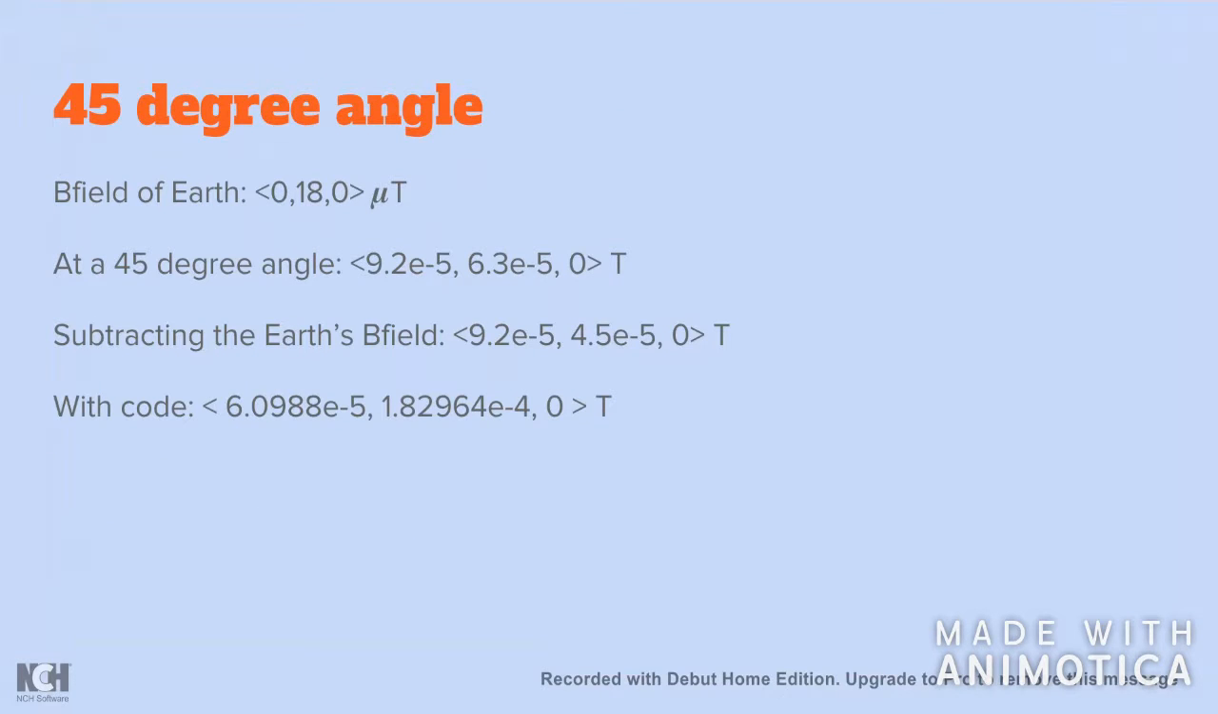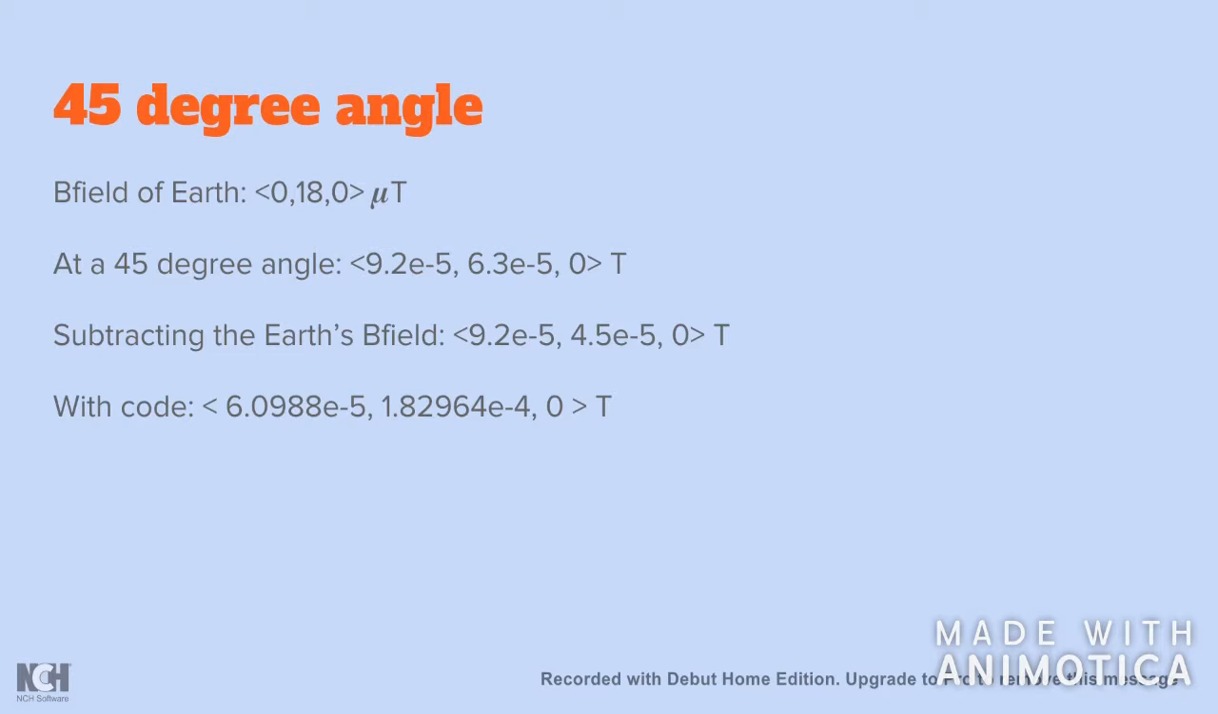When I found the 45-degree angle through a physical experiment, I reached a rough B field of 9.2 times 10 to the negative 5th in the x component, 4.5 times 10 to the negative 5th in the y component, and that unit is Teslas. I found this value by taking the y component of the magnetic field when the x component was equal to 0, which I got to be 18 microteslas. I then subtracted this value from the y component of the magnetic field when I rotated the magnet 45 degrees, all at a distance 0.1 meters away from the sensor, which is the distance the code specifies.